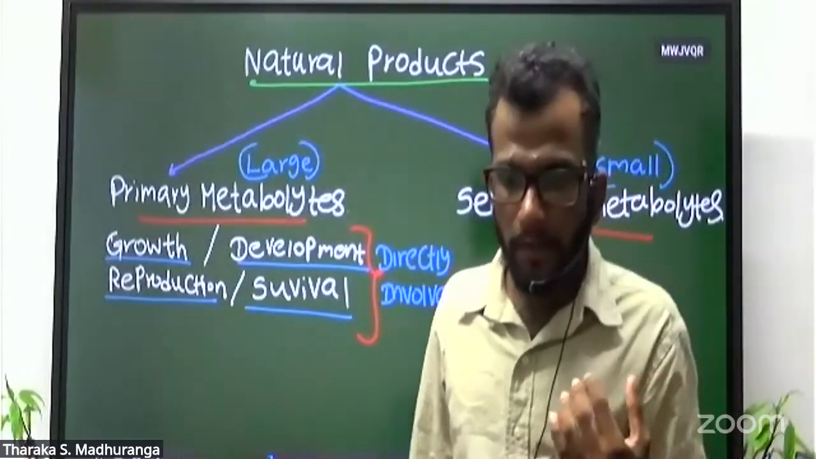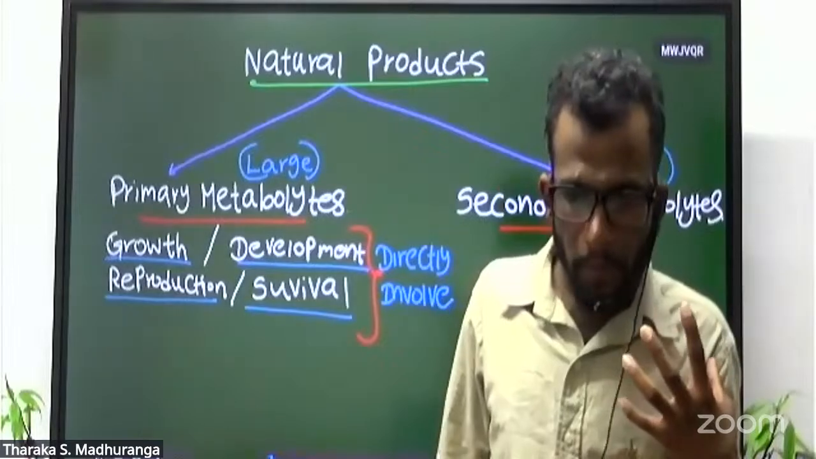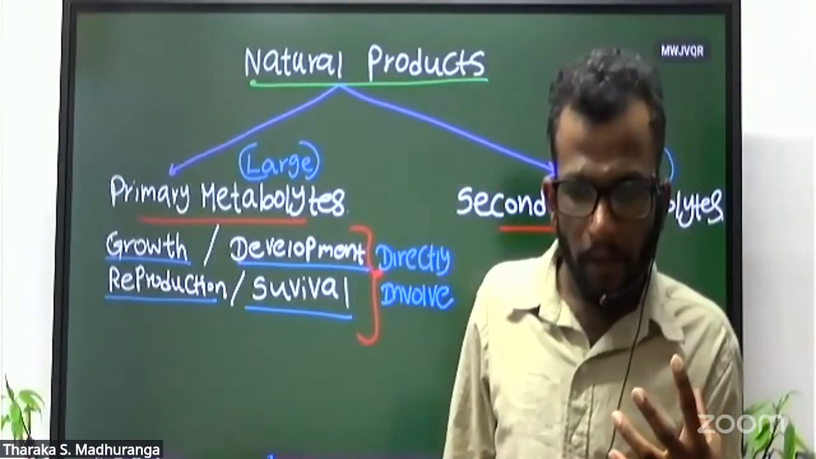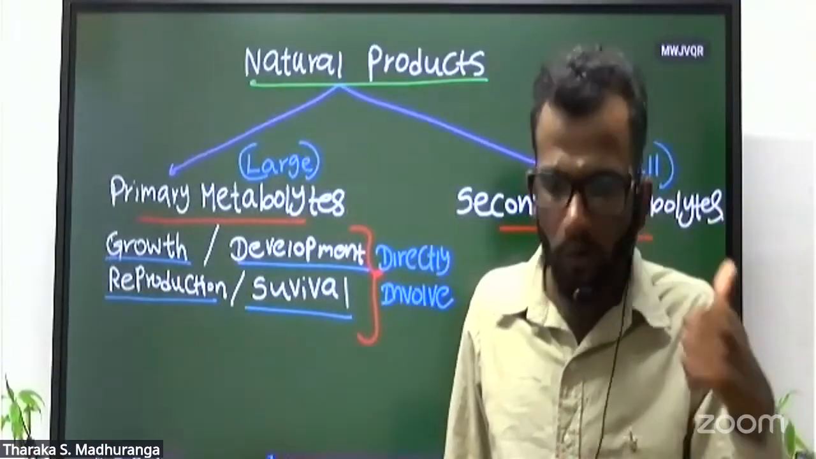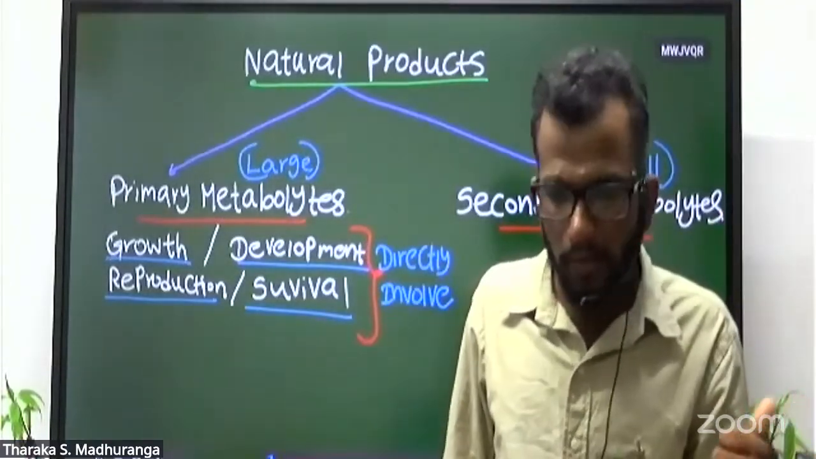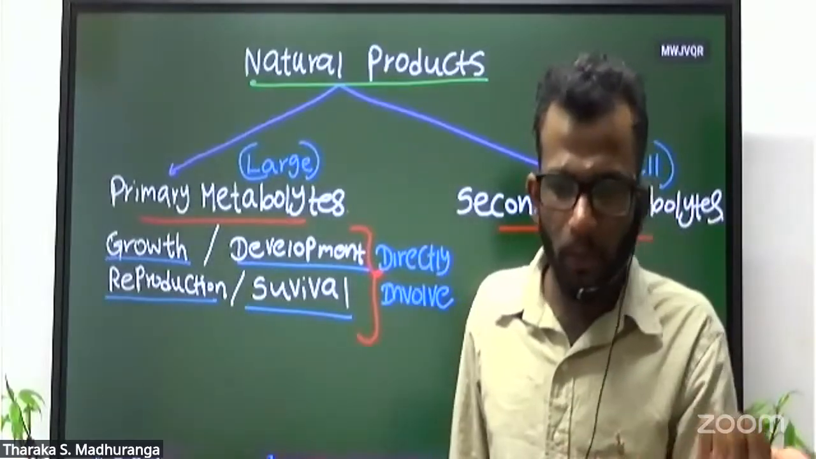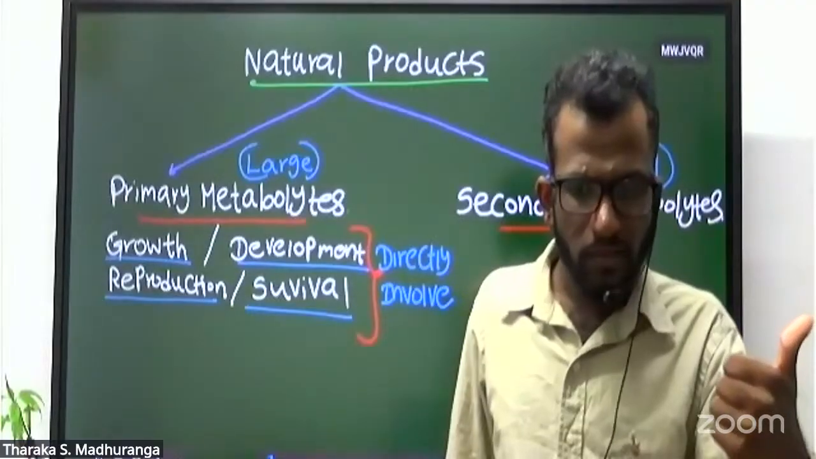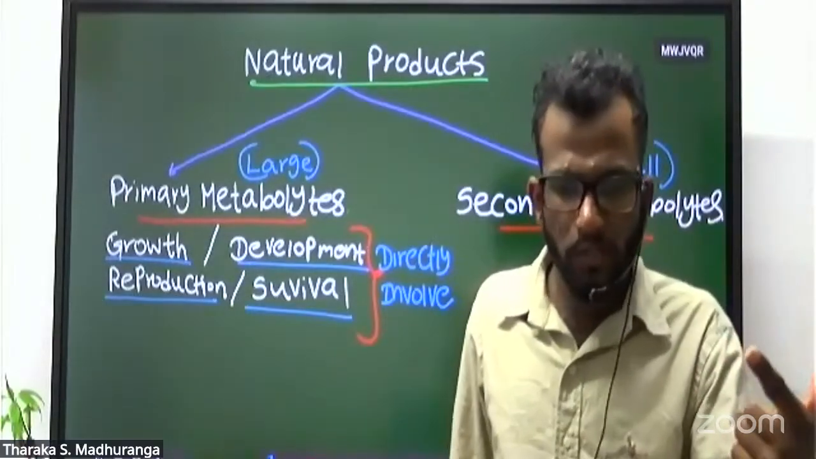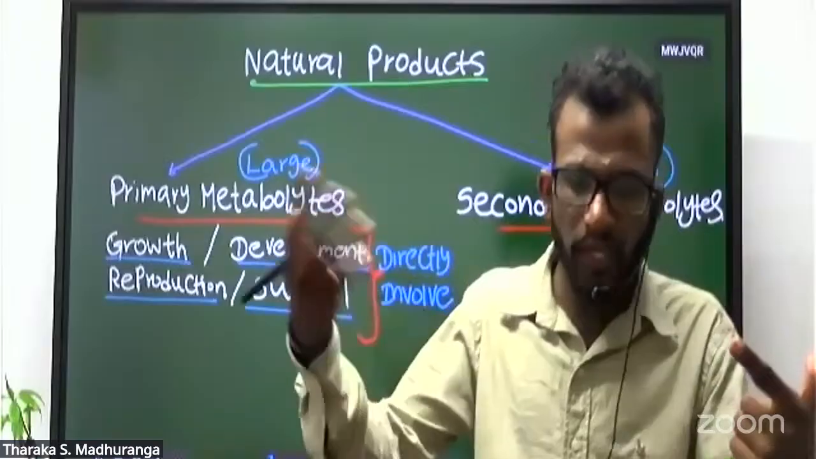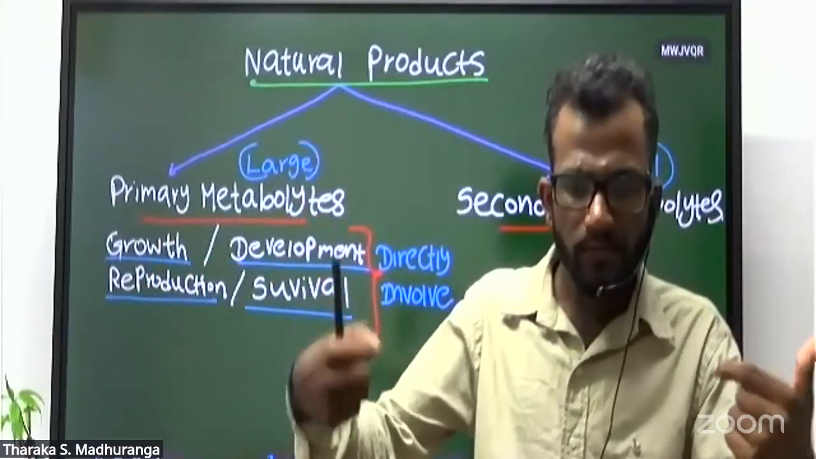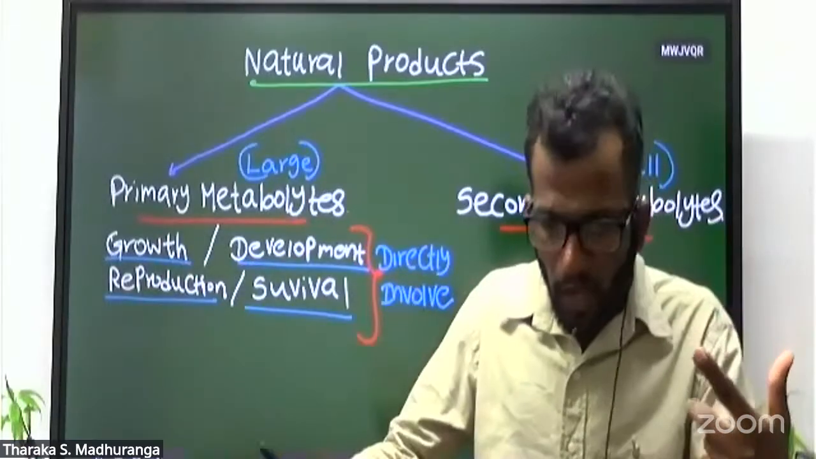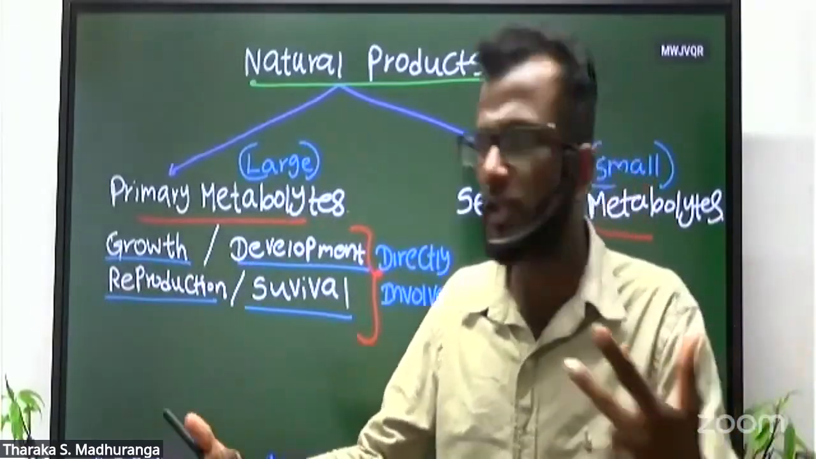Others? Very good, Tama. Very good, Tasha. Yeah, one is protein, all are correct. Yeah, lipids, good. What is the main one? The main primary metabolite in our body. Carbohydrate, very good.